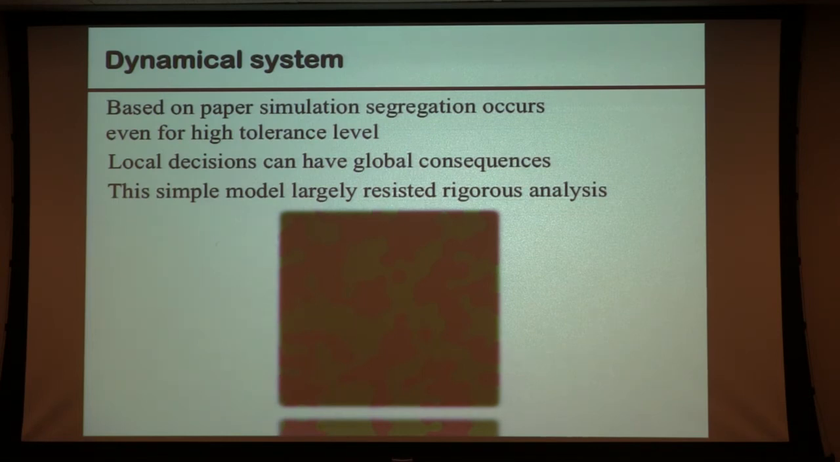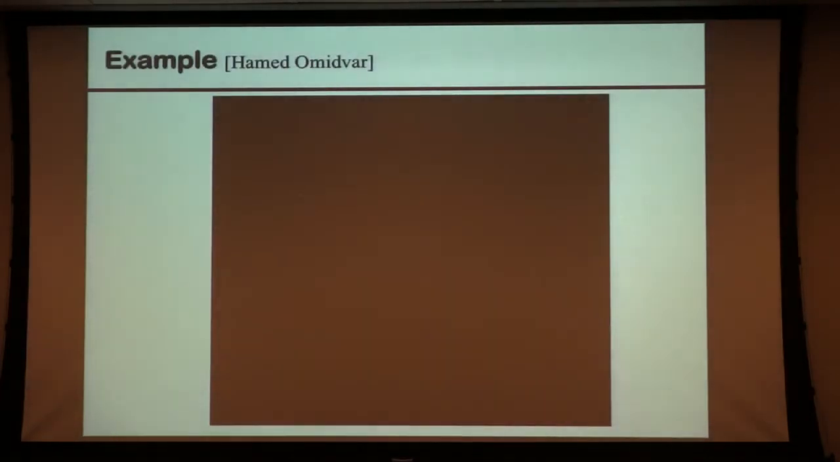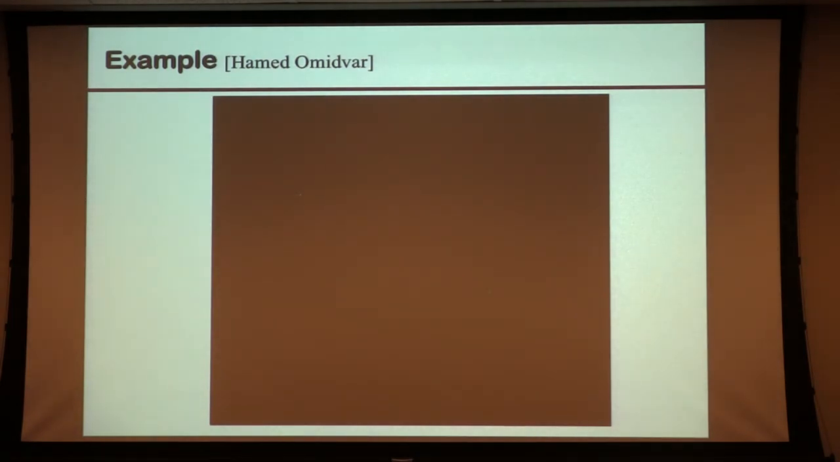So what my student, I have a new student that is studying, is trying to study this model and predict under what conditions the system evolves into segregated areas, how large the segregated areas can be. This really matters, it is a mathematical model. How fast is the segregation process? Can we extend it to more sophisticated settings? It's an interesting exercise and research to do.